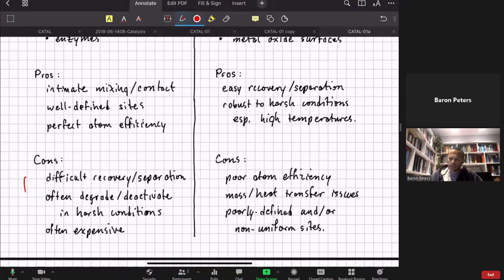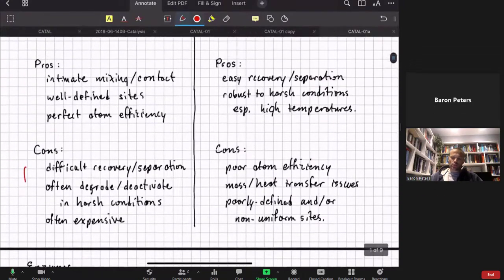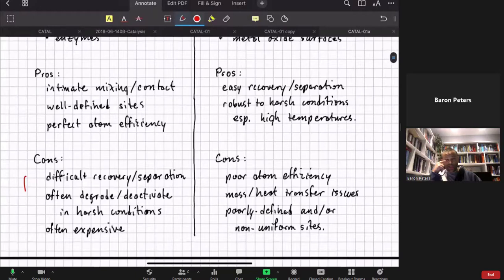Now the cons: a heterogeneous catalyst often has very poor efficiency. Heat and mass transfer can become severe issues, and poorly defined and/or non-uniform sites are typically a challenge, right? So you have lots and lots of different kinds of sites. Oftentimes only a few of them are actually kinetically active, and it becomes difficult because of that to study the mechanism.